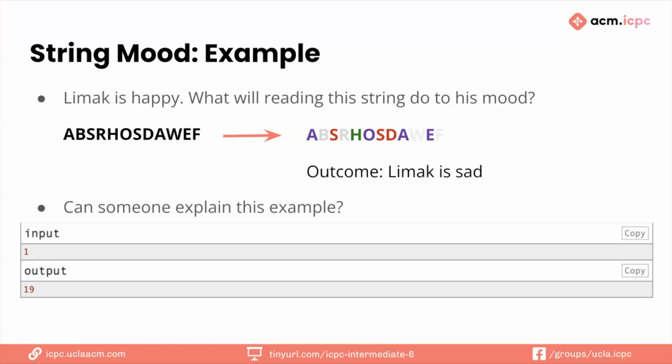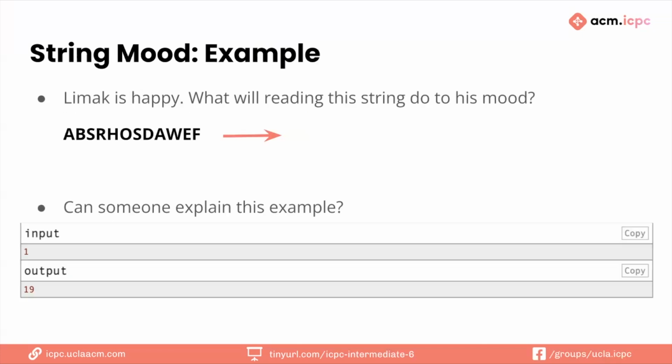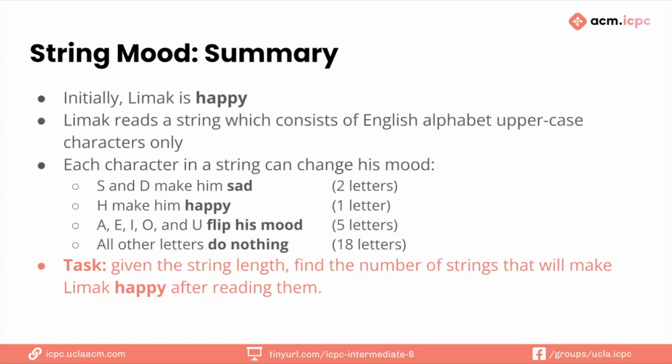Can someone explain this example input? What's happening here? Basically, the input equals 1, so we need to consider strings of length 1. And the output is 19, the number of strings of length 1 that make him stay happy. Can someone explain why it is 19? Consider this distribution of what different letters can do to his mood: 2, 1, 5, 18.